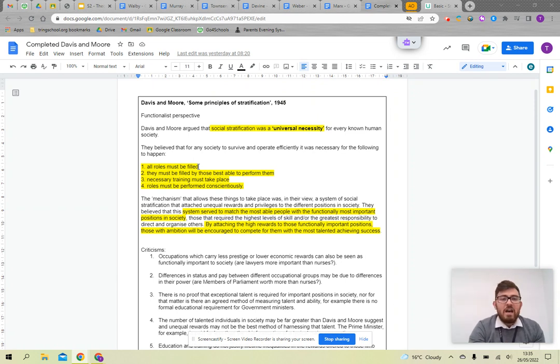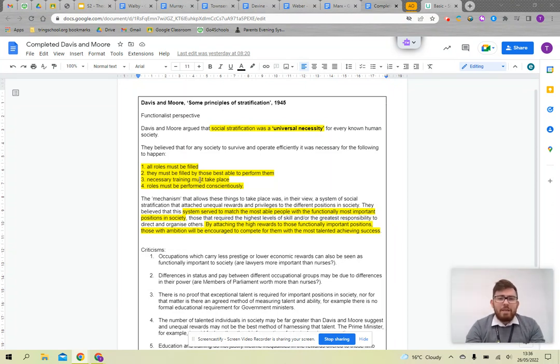We need a fully working mechanism, a fully working society for everyone to be happy, well, for it to work. Point two, they must be filled by those who are most able to perform them. You don't want someone who failed their A levels and GCSEs to be operating on you for open heart surgery. Okay, you want someone who is completely able to do that, who has the qualifications and the understanding and the skills to be able to do that job. So you wouldn't just let anyone do any role. You want the most able doing the roles which are most important, and the least able doing roles which suit their ability.